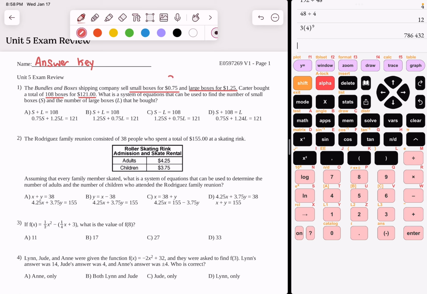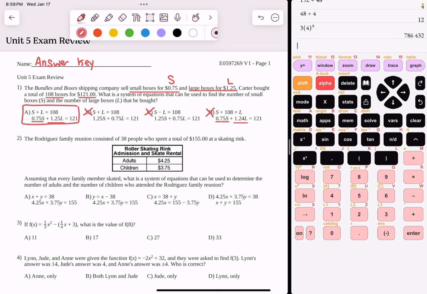Well, I know small needs to be 75 cents. So 75 cents for small. B doesn't make sense because that's saying $1.25 for small. C doesn't make sense because that's saying $1.25 for small. Or D, 75 cents for small. Then it's saying large is $1.25. Large is, oh, well, it can't be that one because that says $1.24. Meaning that my answer has to be choice A.